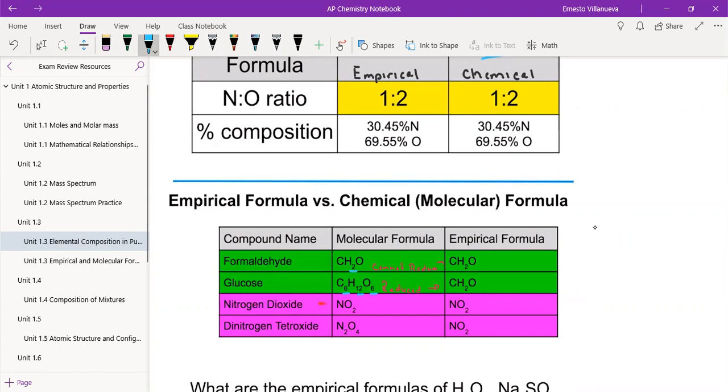In the first example of formaldehyde, CH2O is already at its simplest form and cannot be reduced. So in this case, the molecular formula and the empirical formula happen to be the same.